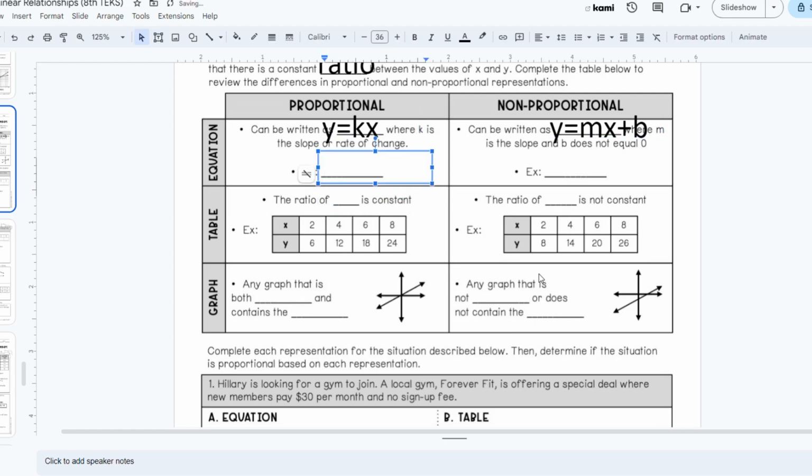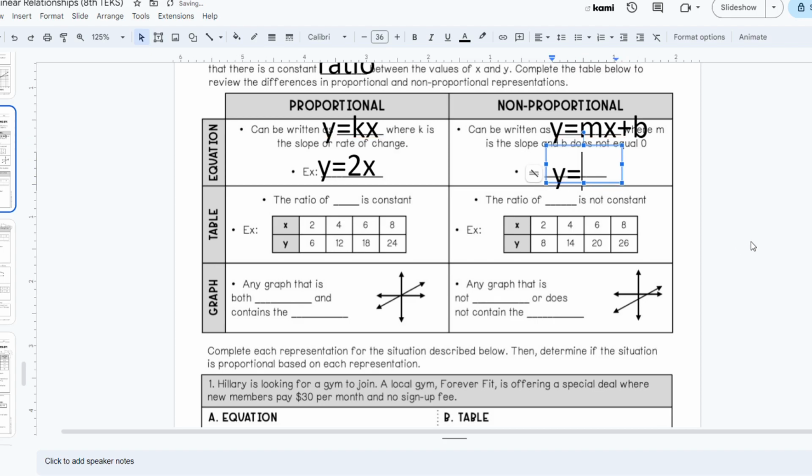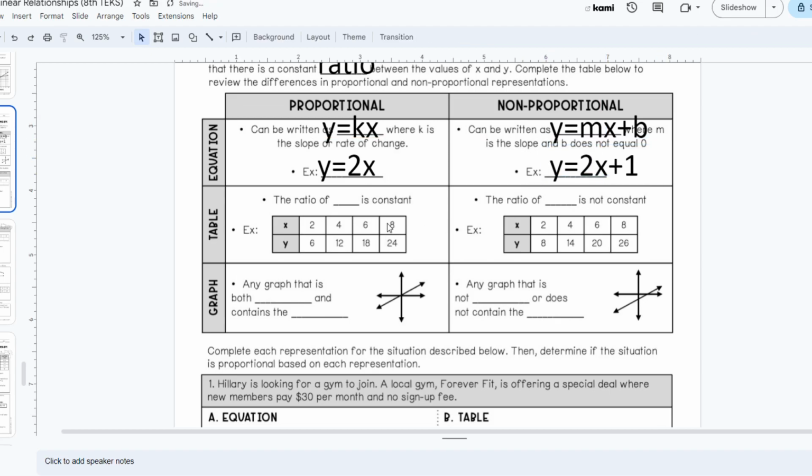So an example of a proportional relationship is y equals 2x. You see how there's no b value there? That means this thing will pass through the origin and it's proportional. An example of non-proportional would be y equals 2x plus 1. This thing is non-proportional because it passes through some other point than the origin.